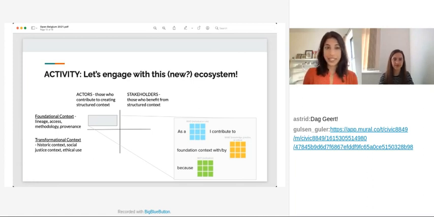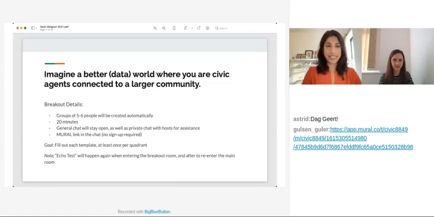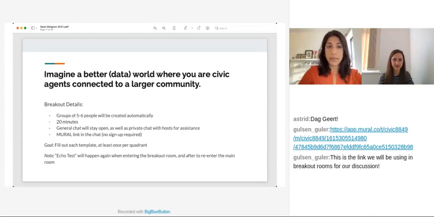So the way this will work, we get off to the races through smaller group discussions of 5 to 6 people. We want to imagine a better world where we are each civic agents connected to this larger community. We hope you can allow yourself to brainstorm and dive in here without holding back on constraints like funding or resources or scale. We have some ideas there, and we'll be talking about that later. So let yourself imagine. The goal for your group is to collectively complete the template at least once per quadrant. And don't worry if your notes and the stickies match the grammar of the template sentence.